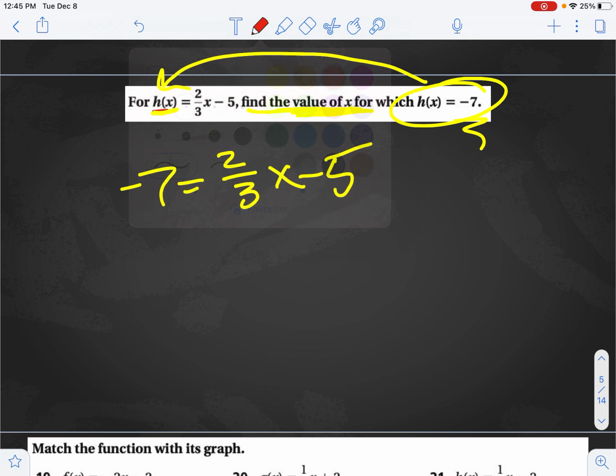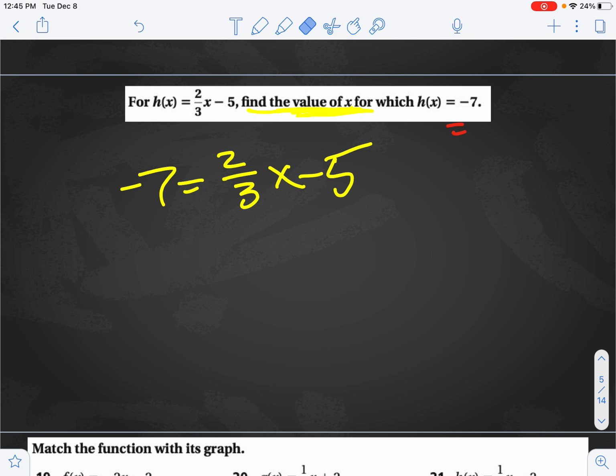This would be the same as, to draw another parallel, if they said y equals negative 7 and they said y equals 2/3 x minus 5, we would know right away, hey, we just take this negative 7, put it in for y, and we're solving from there. But with function notation, we don't use y equals, so we're saying h of x equals negative 7.